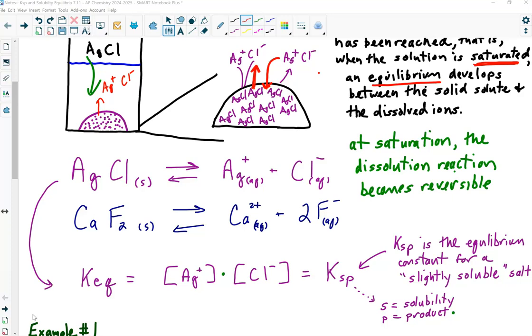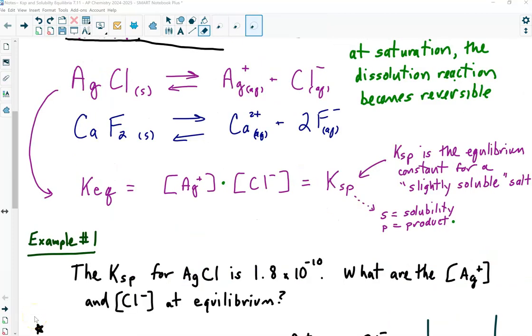Now, how would it be different if it were a different salt? Well, let's look at calcium fluoride. How would I write what calcium fluoride would look like at saturation? Well, calcium fluoride solid is going to be in equilibrium with one calcium ion, but you're going to get two fluoride ions, aqueous. And those are going to be in equilibrium. If one additional calcium fluoride dissolves, then one calcium and two fluoride ions must recombine to make the original solid.